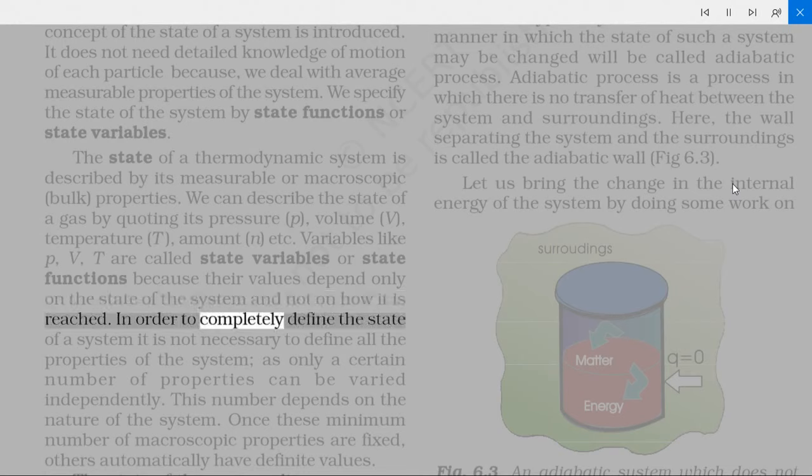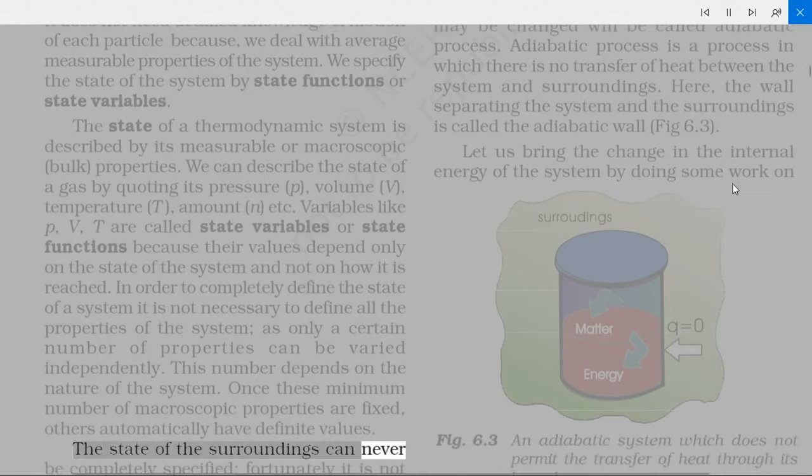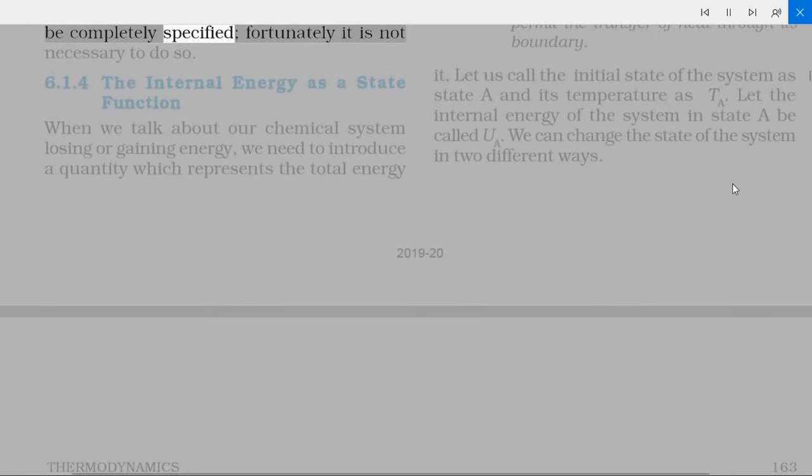In order to completely define the state of a system, it is not necessary to define all the properties of the system, as only a certain number of properties can be varied independently. This number depends on the nature of the system. Once these minimum number of macroscopic properties are fixed, others automatically have definite values. The state of the surroundings can never be completely specified. Fortunately, it is not necessary to do so.